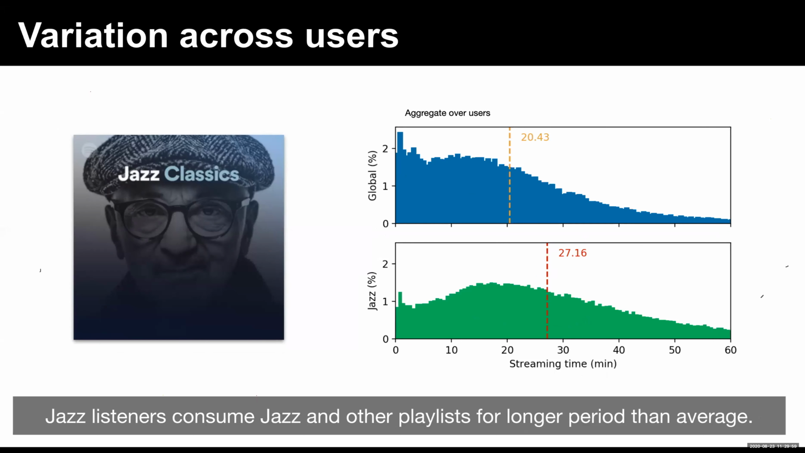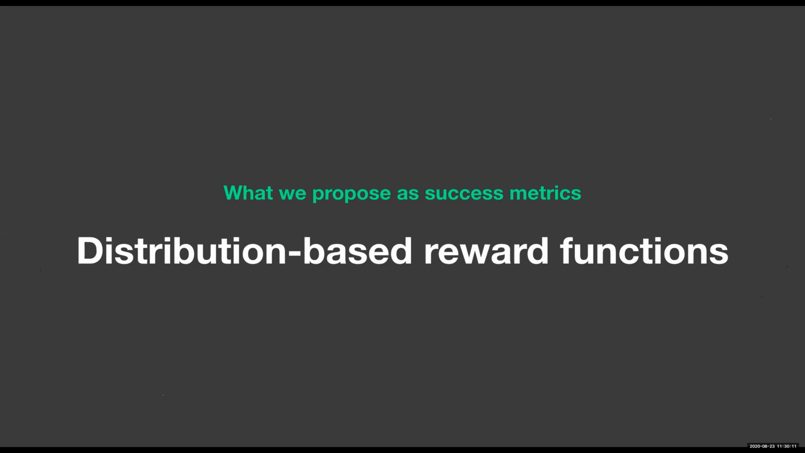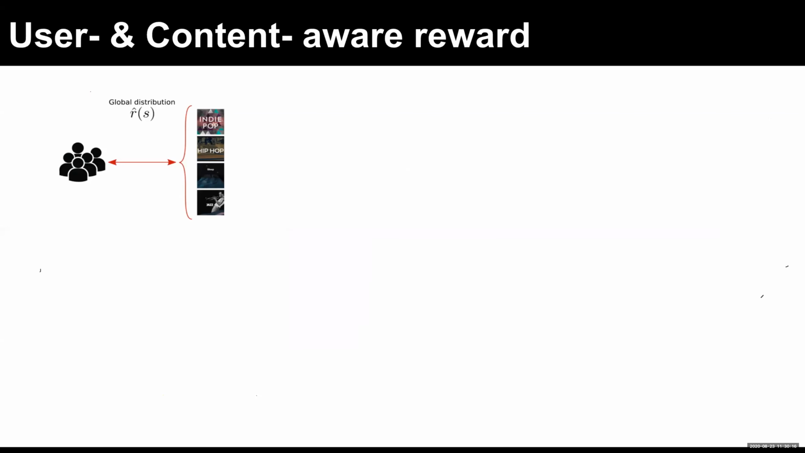Same for users. We see that jazz listeners consume jazz and also other playlists for longer durations than average, so there's user-level heterogeneity. Your reward function should also consider the user. This is where we say we should start to look into distribution-based reward functions. The easiest thing to do is look at a global distribution: I don't care about users, I don't care about playlists, I just have a single reward function that if you stream more than X seconds or X minutes, I'm going to give you +1. If not, I'm going to give you -1. Now, this is very restrictive because users are different, content is different.